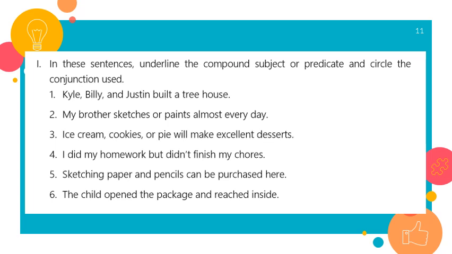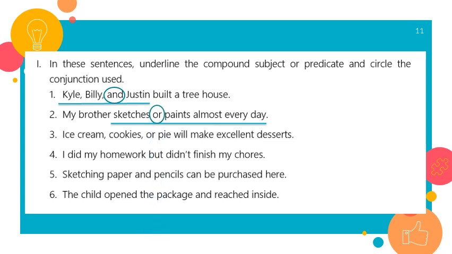Okay, so here I have compound subject, Kyle, Billy, and Justin. And what is the conjunction used here? It is and. The conjunction used is and. Number 2. My brother sketches or paints almost every day. Here I have compound predicate, two verbs. Sketches or paints almost every day. And I use the conjunction or.